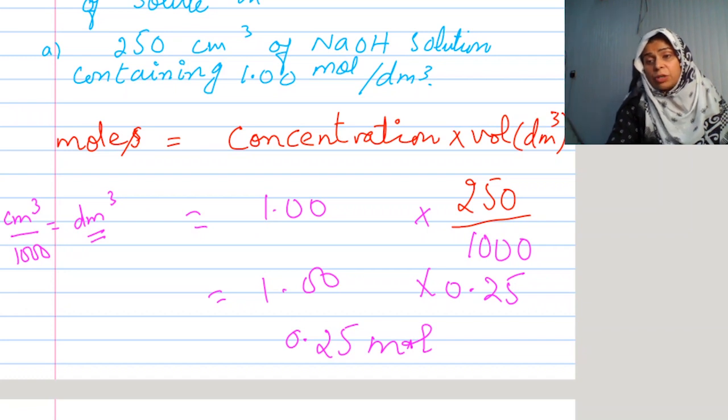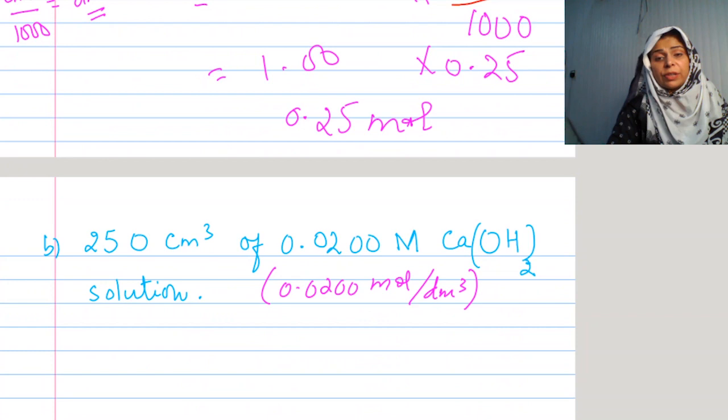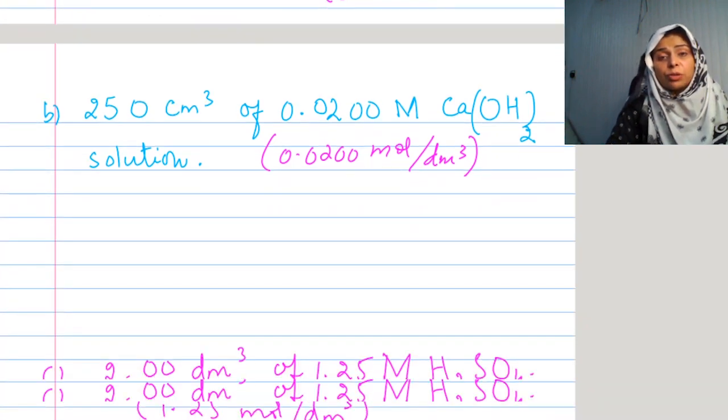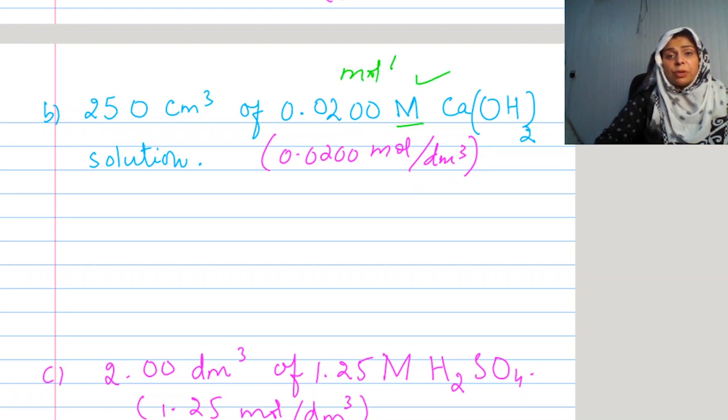Then another question which we have to do: 250 centimeter cube of 0.0200 molar. What does it mean? M means mole per decimeter cube. I have already told you that if capital M is written, it means mole per decimeter cube. This is concentration. So we have concentration, we have volume.